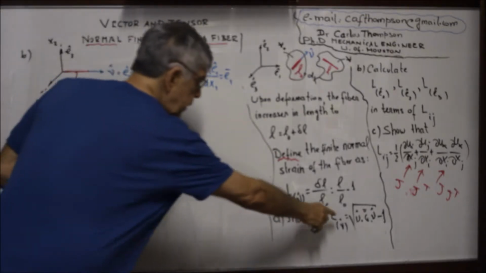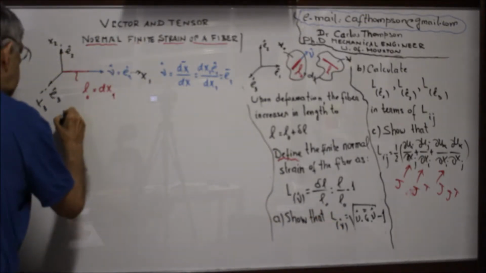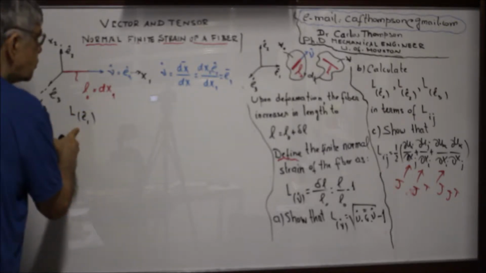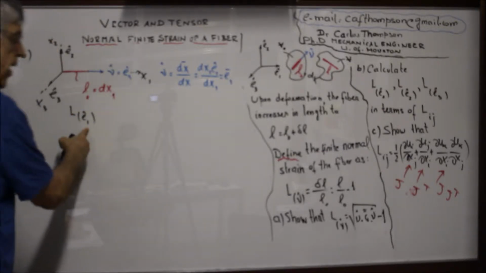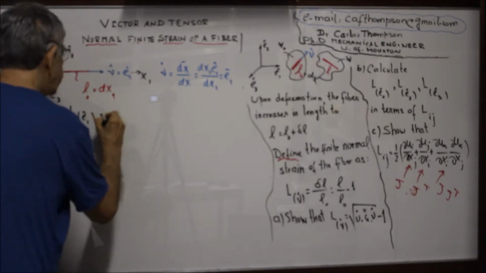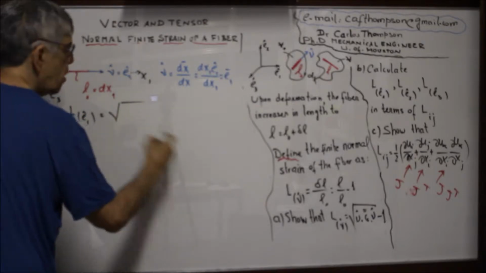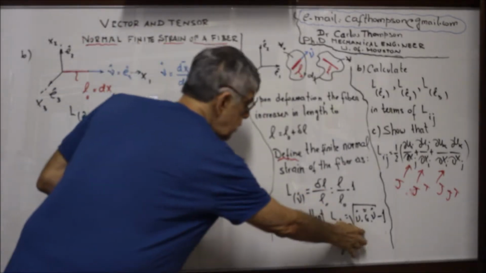Now let's apply this to E1, the normal strain in the E1 direction. This is equal to, now, the square root of the unit vector nu.